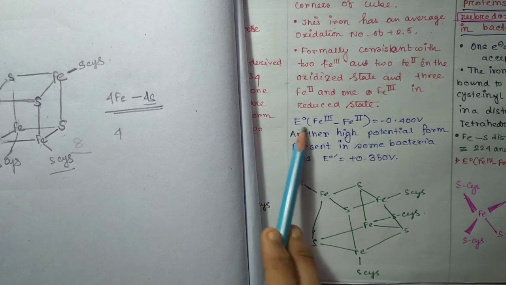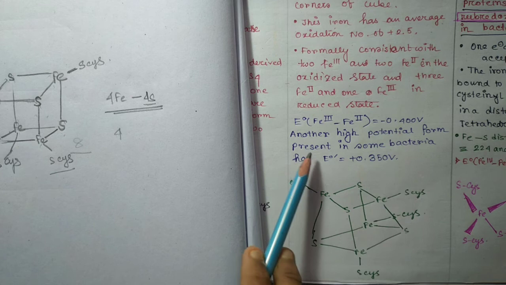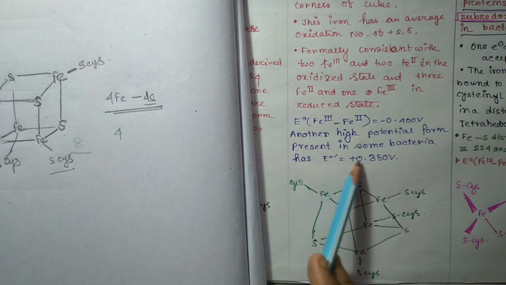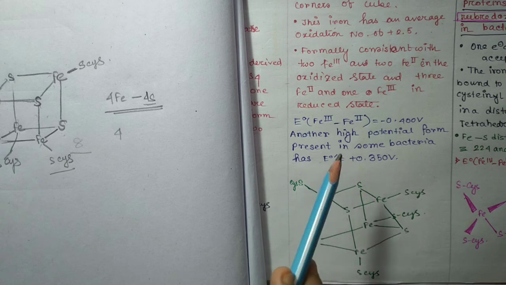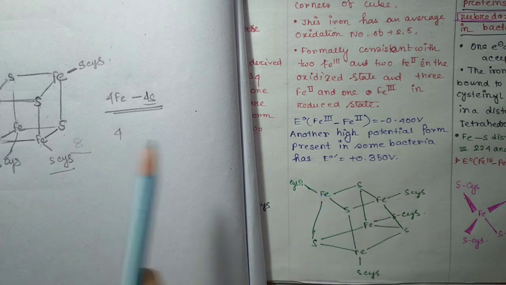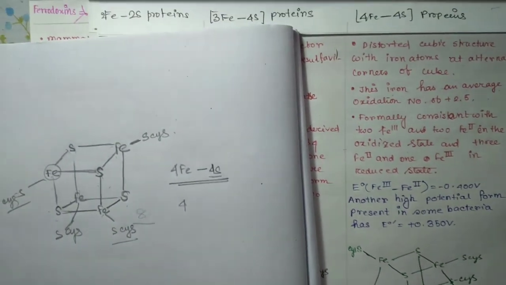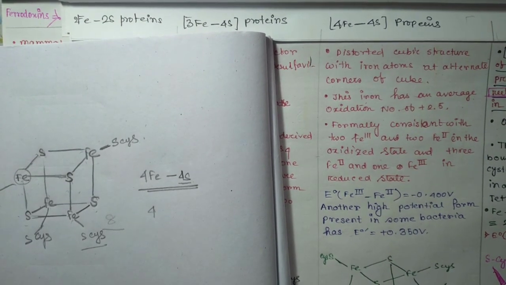Here the reduction potential for Fe3+ to Fe2+ is minus 0.4 volt, and another high potential form present in some bacteria has a reduction potential of 0.35 volt. So that's it. These are the types of iron sulfur proteins. That's it. Thank you.